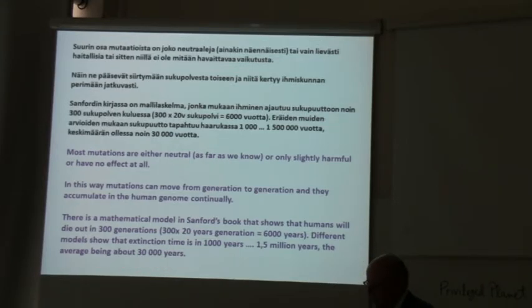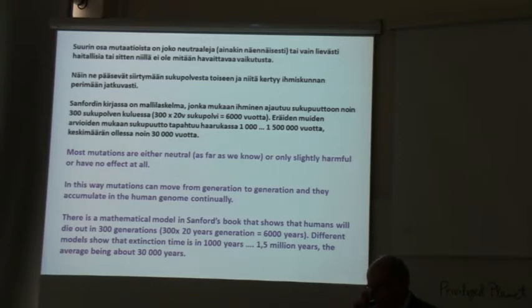Most mutations are either neutral, that's because of the redundancy in the code, as far as we know, or only slightly harmful or have no effect at all. In this way, mutations can move from generation to generation and they accumulate in the human genome continually. Humankind's genome goes down about 1.5% every generation. Down, down, down, down. There is a mathematical model in Sanford's book that shows that humans will die out in 300 generations or in 6,000 years.